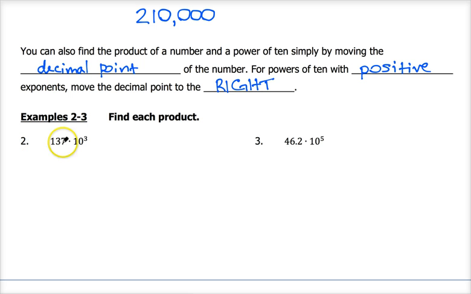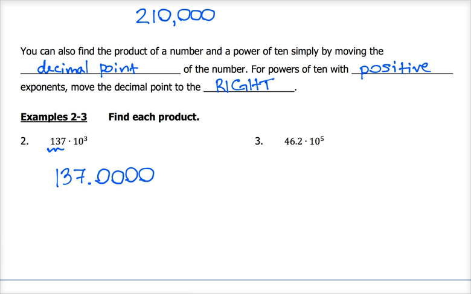For number 2, I have 137 times 10 to the third power. So I want you to think of 137 as a decimal. How would you write 137 as a decimal? Well, it would be 137.0. And remember, for whole numbers, everything to the right of the decimal point is just zeros. So really, I could write this as 137.0000, and I could keep going as far as I wanted to with zeros.